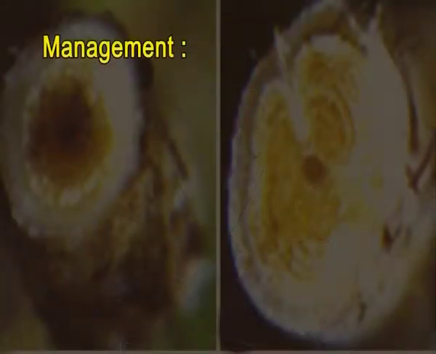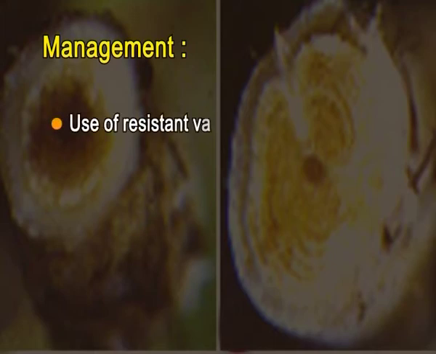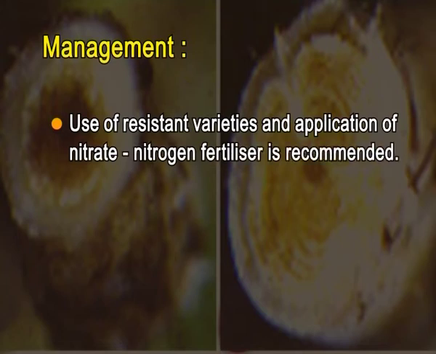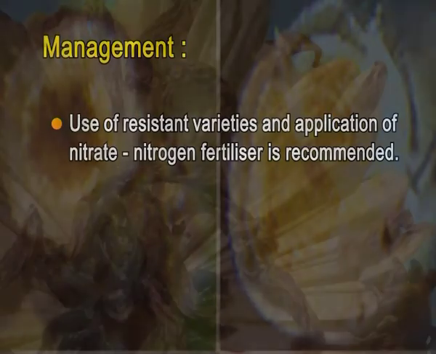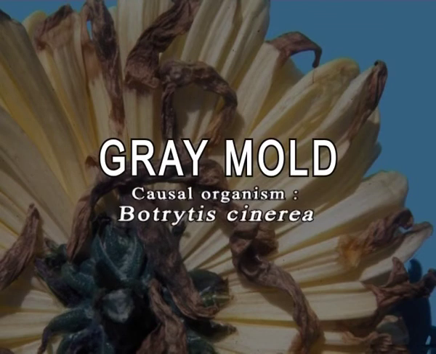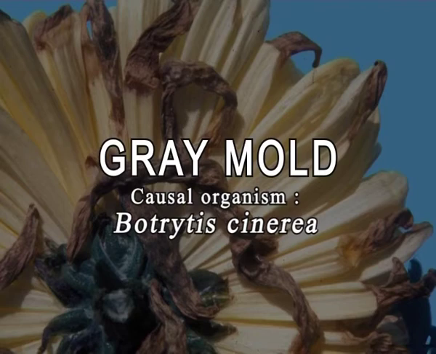The pathogen spreads in contaminated soil and from infected cuttings and is favored by warm temperature, high relative humidity, over-watering and poor drainage. Now let's see how to manage the disease. Use of resistant varieties and application of nitrate nitrogen fertilizers is recommended. This is about the management. Now let's see the next important disease of chrysanthemum, that is grey mold. Causal organism is Botrytis cinerea.